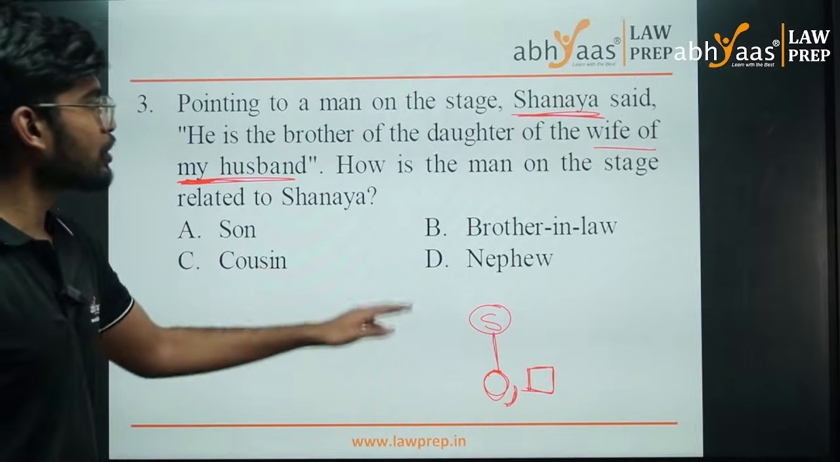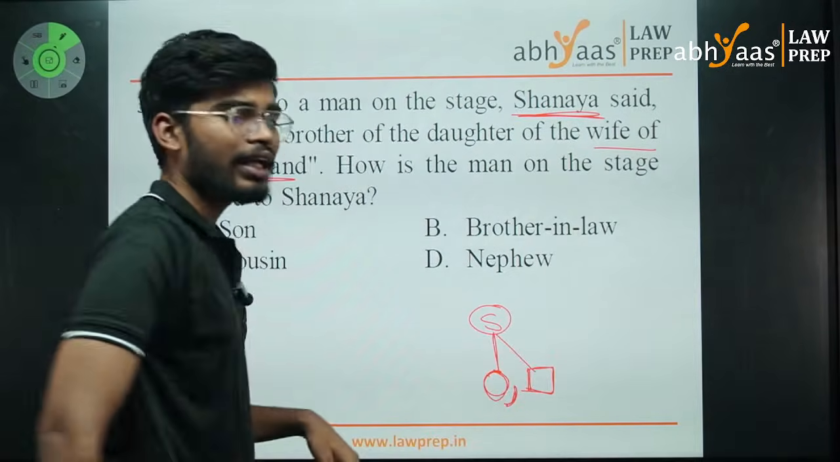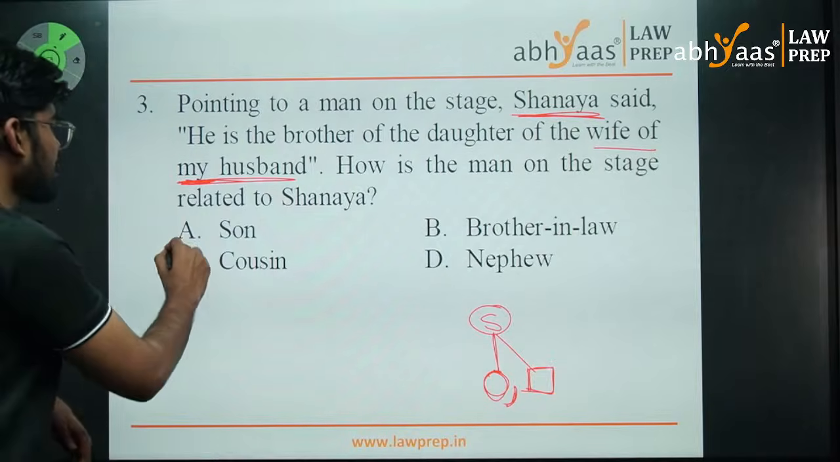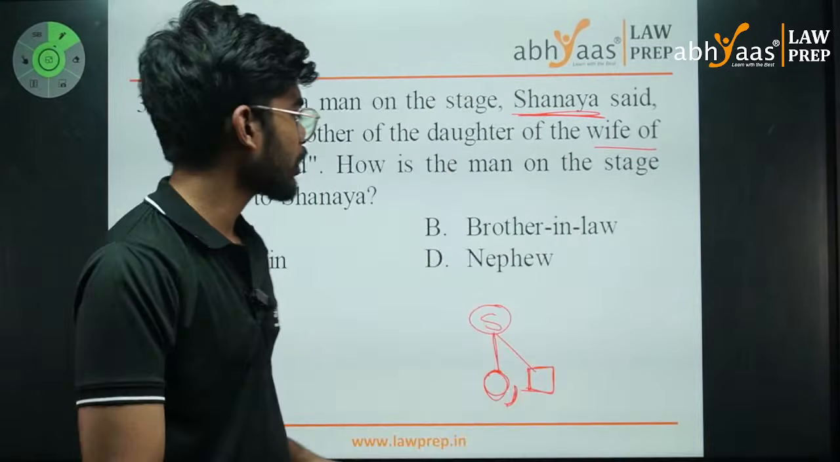And now what is the question? How is the man on stage related to Shananya? See, how is it related? Direct relation. So he is a son. The man on stage is the son of Shananya.